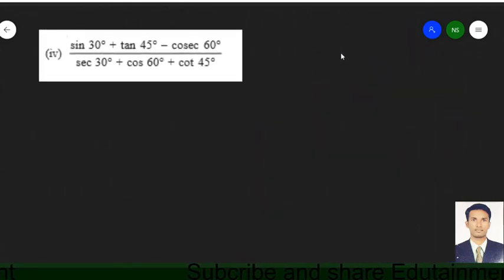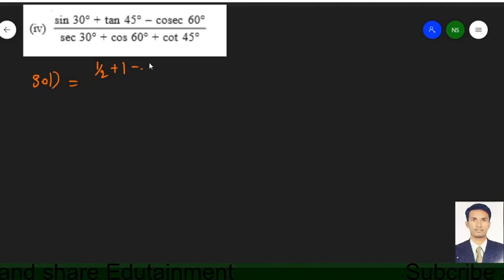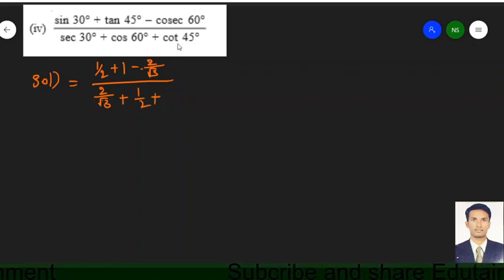Our next question is sin 30 plus tan 45 minus cosec 60 divided by sec 30 plus cos 60 plus cot 45. Let's go to the solution. Sin 30 we know is 1 by 2, tan 45 we know is 1, minus cosecant 60 is 2 by root 3 divided by secant 30, we will get 2 by root 3, plus cos 60 is 1 by 2, plus cot 45 is 1.